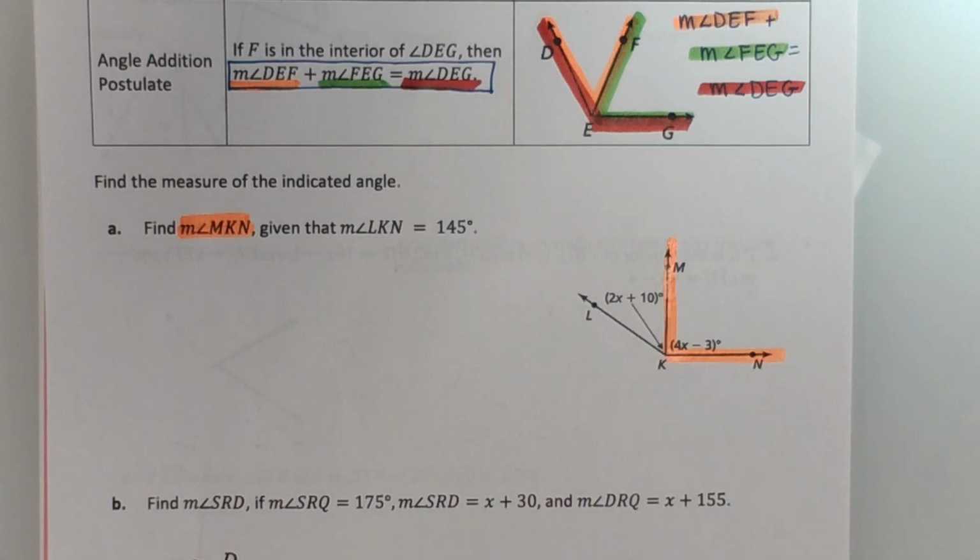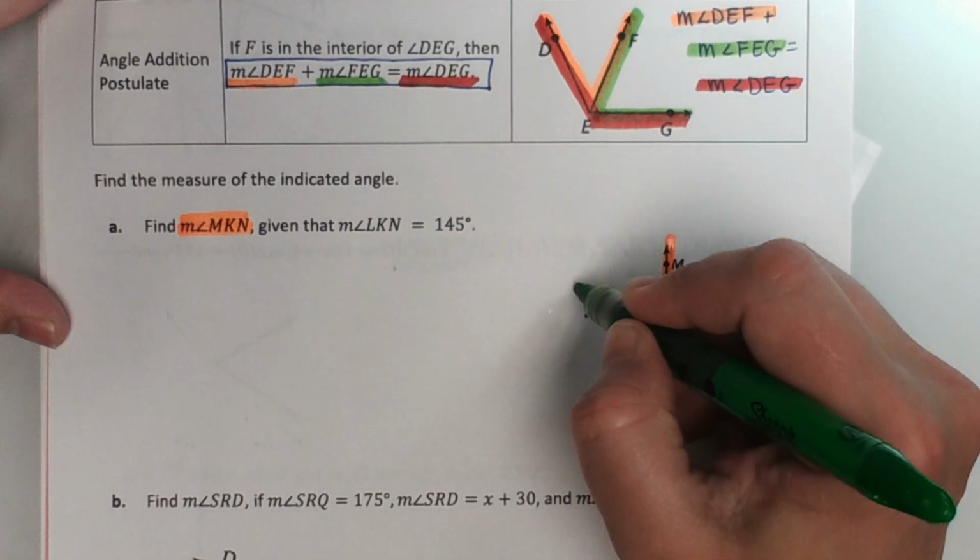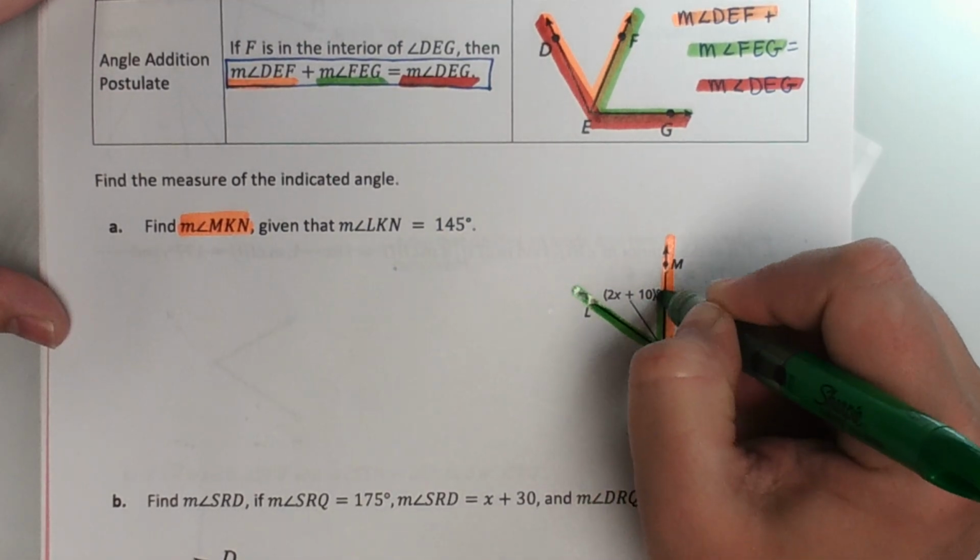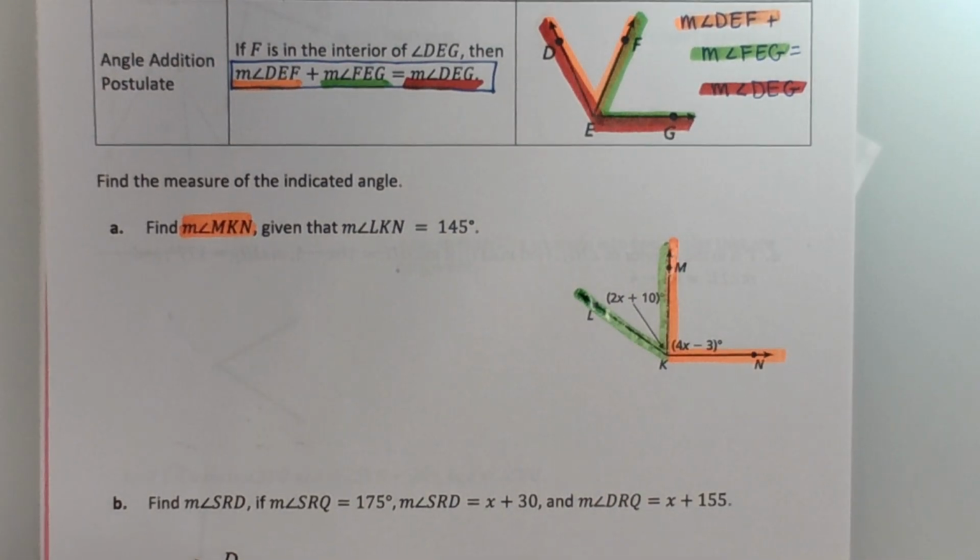Now, we know it as 4x minus 3. You cannot tell me that the answer is 4x minus 3. That's not how it works. When I ask you for the measure of an angle, I'm looking for it as a singular number. So, my angle addition postulate says that I can add those 2 things together if I want.